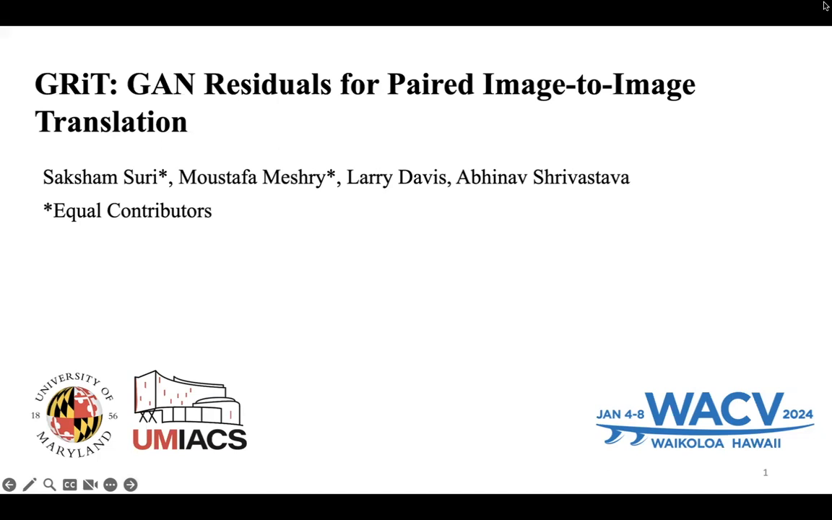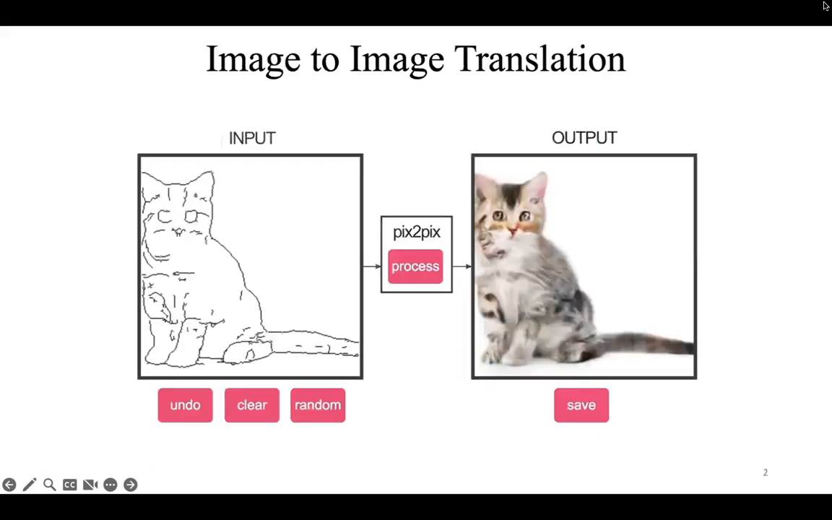I will be presenting our work, GRIT, GAN Residuals for Paired Image-to-Image Translation. Image-to-image translation is the problem of learning a mapping between images from source domain A to a target domain B. The source domain could be anything like edge maps, semantic maps, pose, etc.